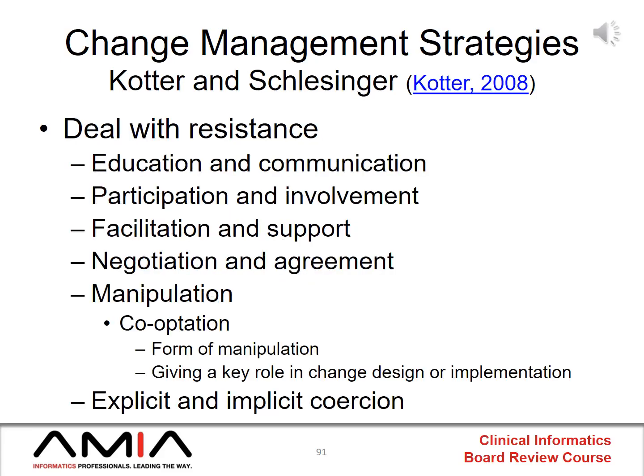So the strategies that this paper offers in dealing with resistance are education and communication with your end users, getting your end users involved and actively participating in the project, facilitating and supporting your end users through the change, negotiating and getting agreement where there are conflicts during the change process, and then some more active mechanisms to deal with resistance include manipulation, and co-optation is a term that you should be familiar with for the board exam. This is a form of manipulation in which you give an end user a key role in the change design or the implementation in order to help get their buy-in. And then, of course, you have explicit and implicit coercion.